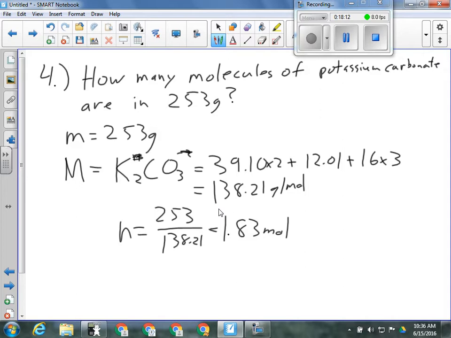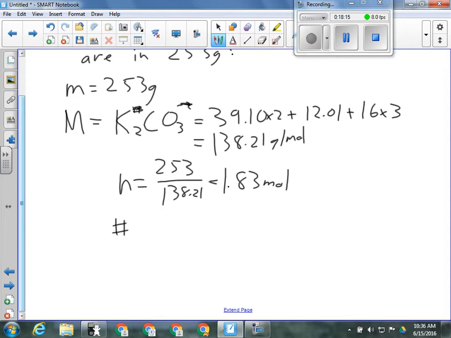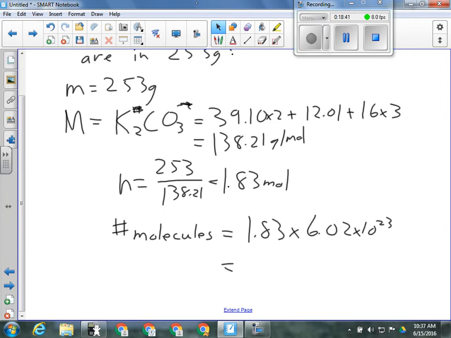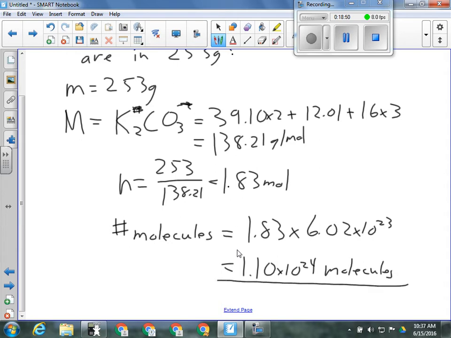Okay, so we'll take our 1.83. So number of molecules equals 1.83, the number of moles, times Avogadro's number. And that'll give us our number of molecules. All right, so we're looking at 1.1 times 10 to the 24 molecules. Okay, that's all 4 ways I can ask about the mole equation.